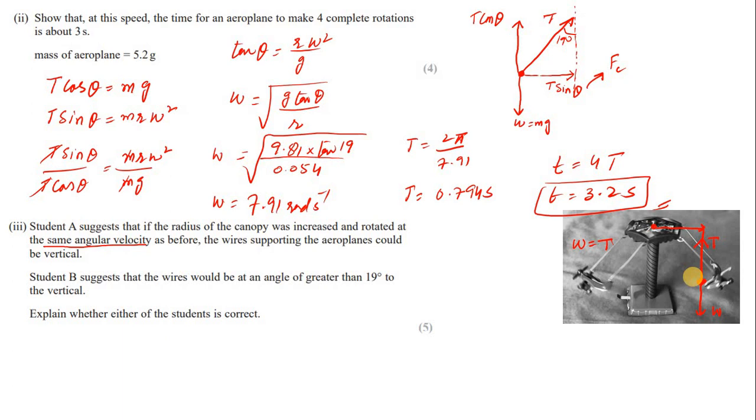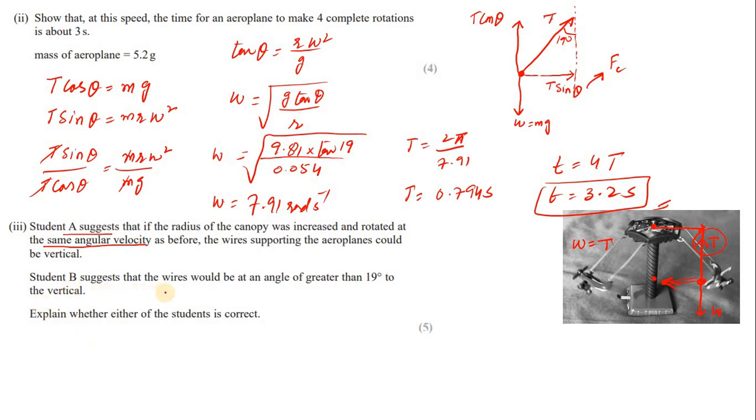For every circular motion, we need a centripetal force. And in this case, because this is the center, some horizontal force should be acting towards the center. But as per the suggestion, the rope is vertical, so we have vertical tension. That means no horizontal component, no centripetal force. That means student A's suggestion is incorrect. It is not possible that the rope remains vertical.